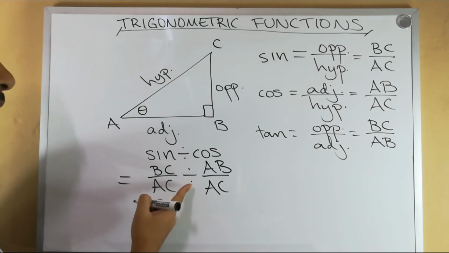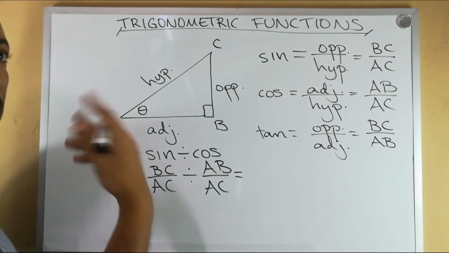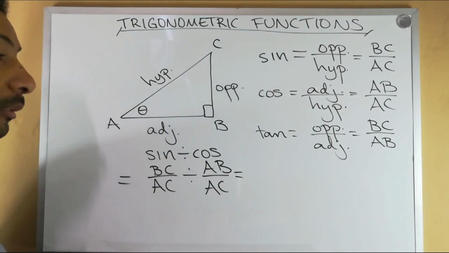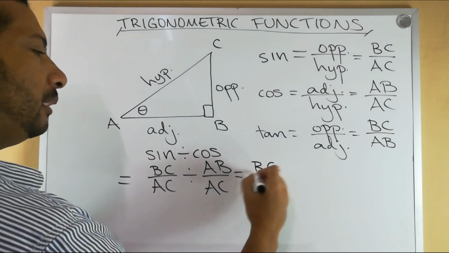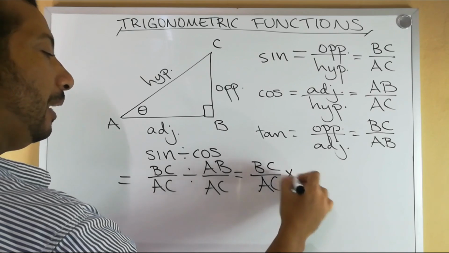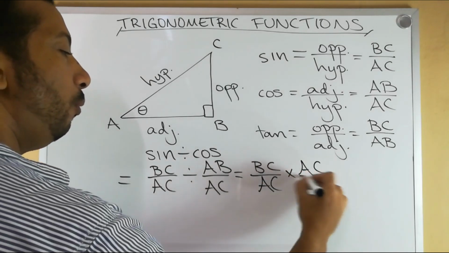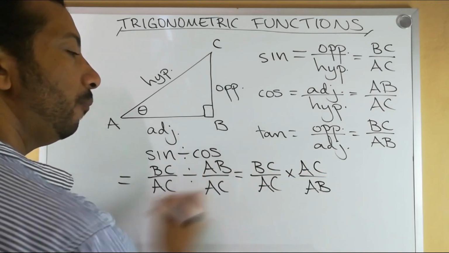Whenever you divide by a fraction, you should invert and multiply, right? You multiply by the reciprocal. So we will have BC over AC times AC over AB.